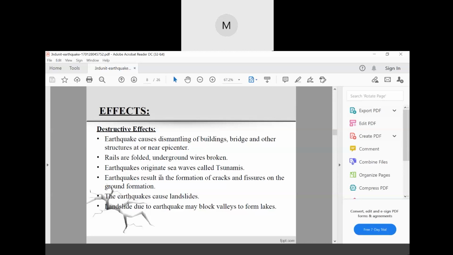Then the earthquake resulted in the formation of cracks. Then earthquake caused landslides. So these are all certain effects.